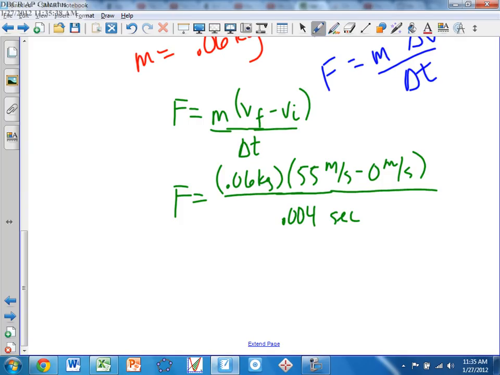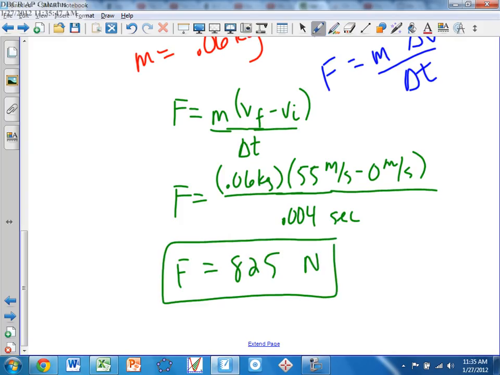Julian, what do you got? 825 newtons. Agreed? Sounds good to me. Now, let's think about this using logic. An average person weighs about 600 newtons, in case you're wondering. To lift somebody off the ground, you have to lift 600 newtons. So these people that play tennis are hitting with more force than they would even use to lift a person. So think about how strong a tennis player is. They're applying a force of 800 newtons. That's why they're professional.